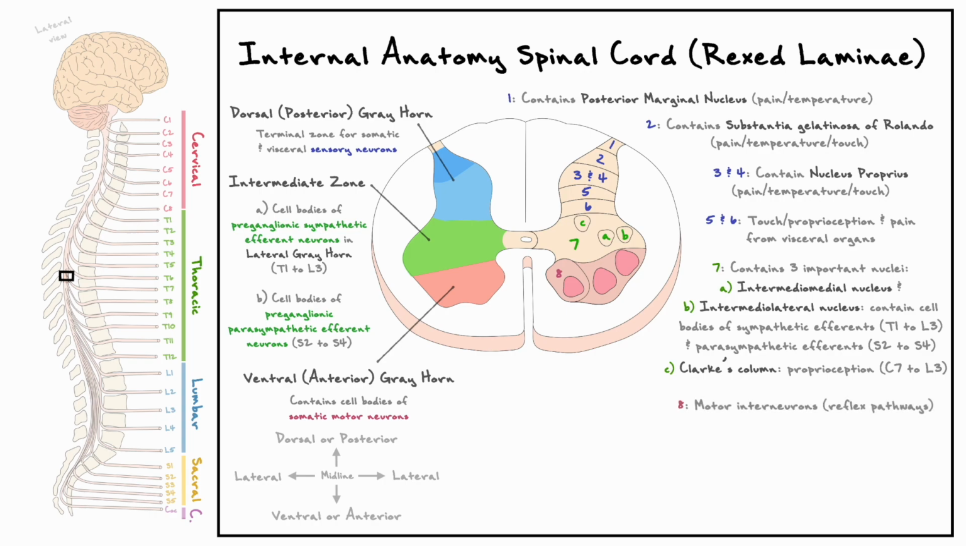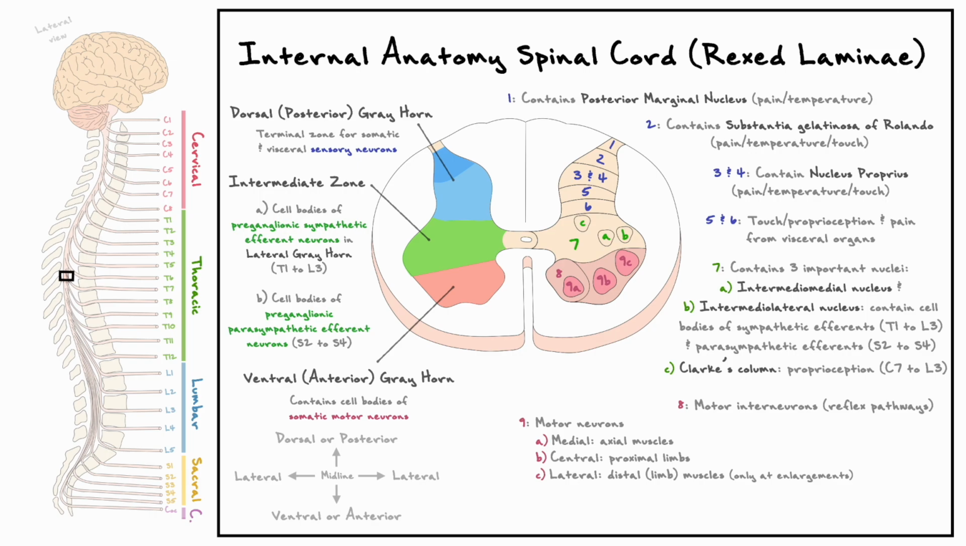Lamina 8 contains motor interneurons that mediate reflex pathways, and lamina 9 contains somatic motor neurons that activate striated muscles. As you can see, there are three general nuclei in lamina 9. The most medial one is responsible for the activation of axial muscles, the central one for proximal limbs, and the most lateral one is responsible for distal muscles.